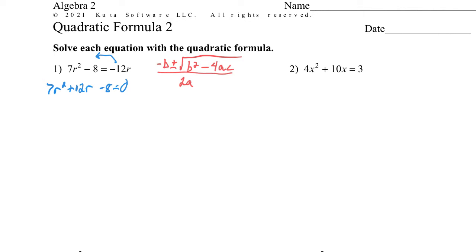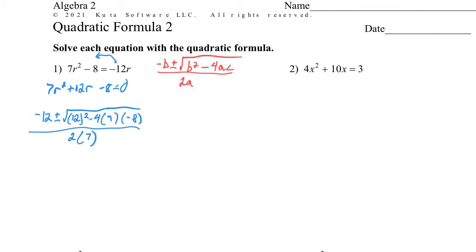So negative b is going to be negative 12 plus or minus the square root of b squared. B is 12, so 12 squared minus 4 times a, which is 7, times c, which is negative 8. And then I'm going to put that over 2 times a, so 2 times 7. And now I'm going to evaluate everything that I can.